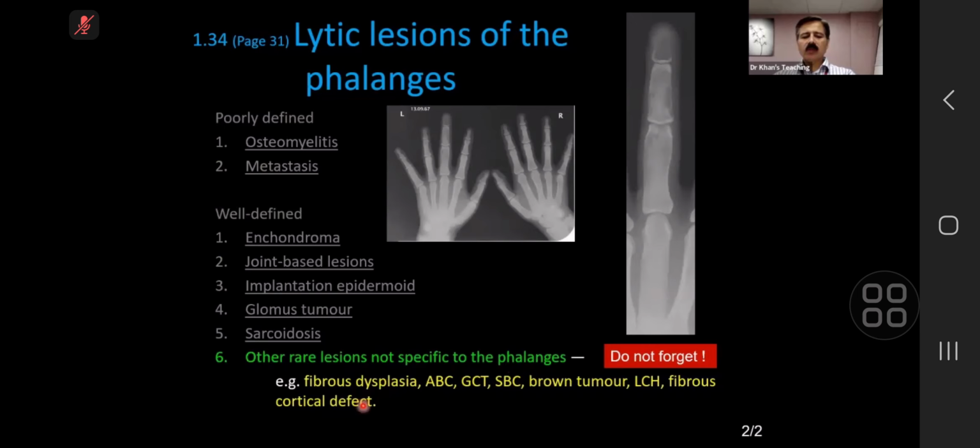These are very important. This is the same concept which I was talking about in fibrous dysplasia, ABC, giant cell tumor, simple bone cyst, brown tumor, LCH, fibrous cortical defect. All of these things can occur. This is a case which I have already shown you in the first chapter, where this is a lytic phase of fibrous dysplasia and there is ground glass. This is a very important exam case. So all of these things can happen.